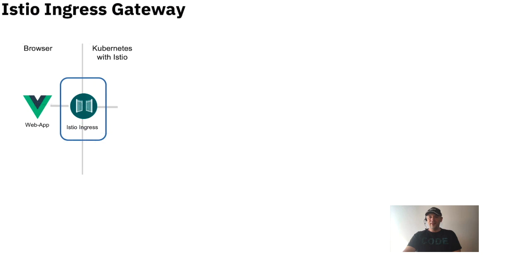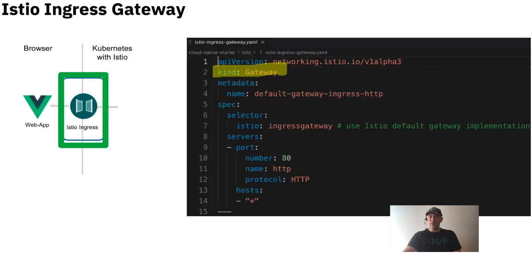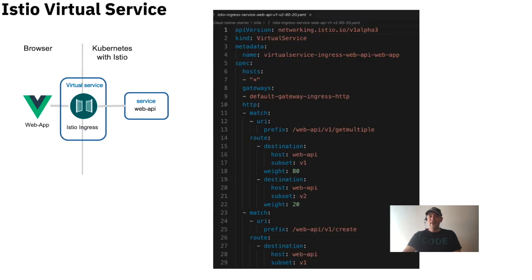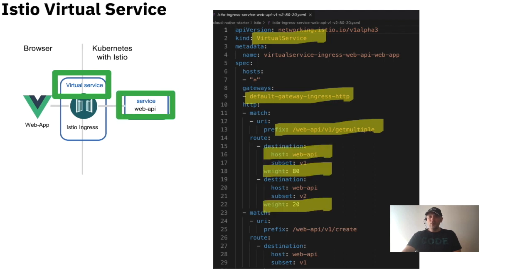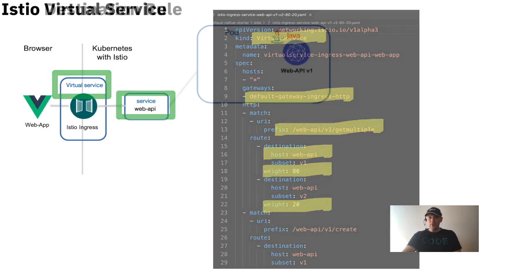First, we define the Ingress gateway as our default gateway. Then we define a virtual service for that gateway. Here we map incoming requests like getMultiple to our Web API microservice. Because of the usage of Istio, we can add additional information for the weight of use for the different versions of our Web API microservice. All this is relevant for the service we define for the Web API microservice.